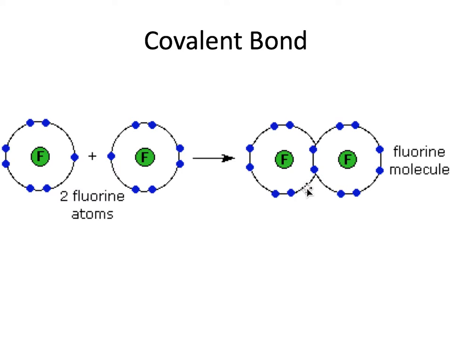In this way, both fluorines end up having 8 electrons in their outer shell because they're sharing that extra electron. So here, now we have 1, 2, 3, 4, 5, 6, 7, 8. And the other fluorine also has 8 because it's using this pair as well. So this is a covalent type of bond.